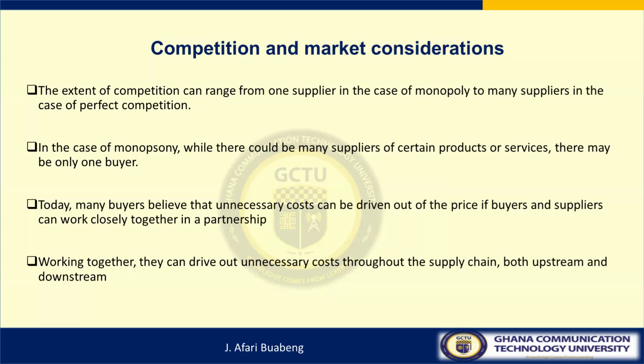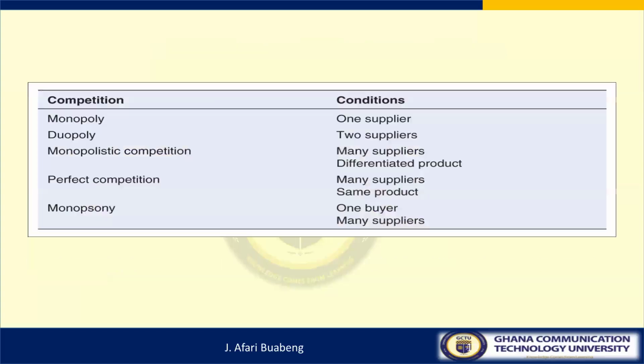Working together, they can drive out unnecessary costs throughout the supply chain, both upstream and downstream. But is it easy to work together as buyers and suppliers? So let's look at this. I said that the level of competition may affect it. The competition ranges from monopoly to duopoly to monopolistic competition, perfect competition, monopsony, and the rest.